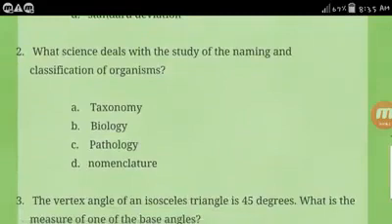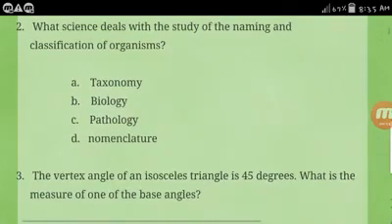Next one, what science deals with the study of the naming and classification of organisms? Taxonomy is the answer here. Taxonomy is the naming and classification of organisms. Biology studies life, all forms of living things. Pathology studies pathogens or the disease-causing organisms. And nomenclature is naming. So the answer is taxonomy, letter A.